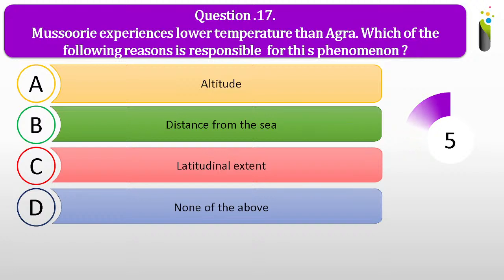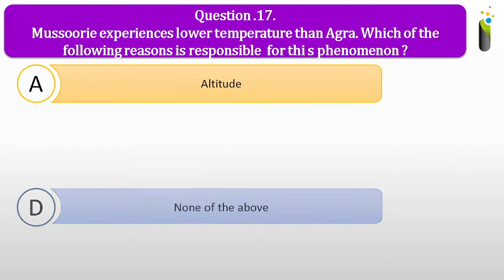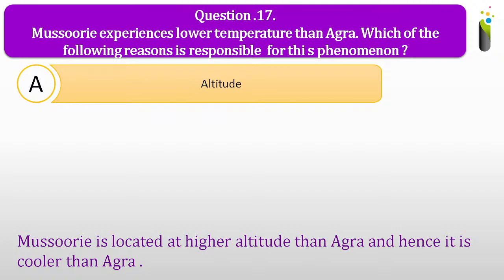And the correct answer for this question is A. Altitude. Mussoorie is located at a higher altitude than Agra and hence it is cooler than Agra. So Chandan Pratap Singh, Mayank Raj, Dhruv Girish, Kavya, Arushi Shah, Abhishek Baghel, you all are right. Perfect. Very good. We go ahead with question number 18.